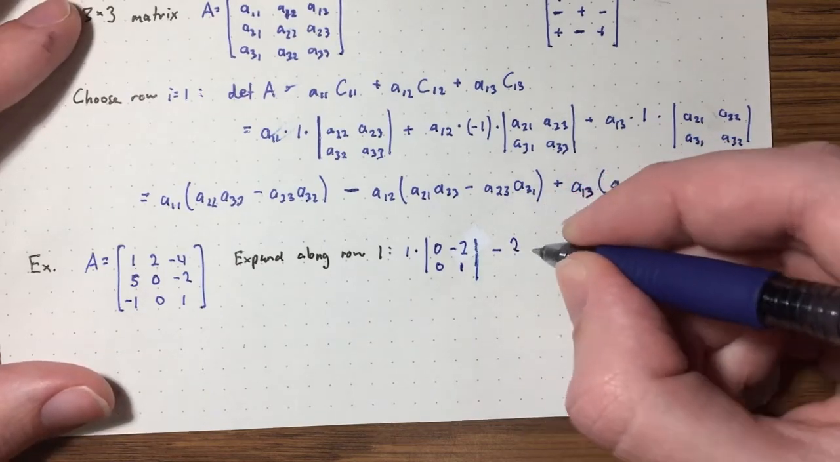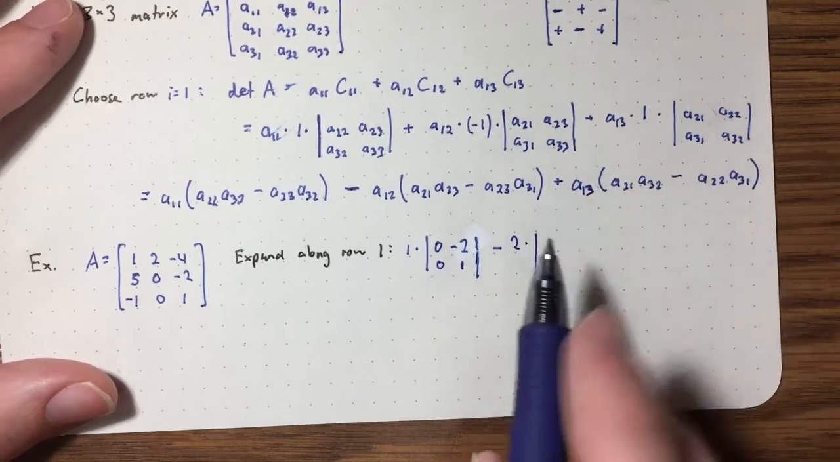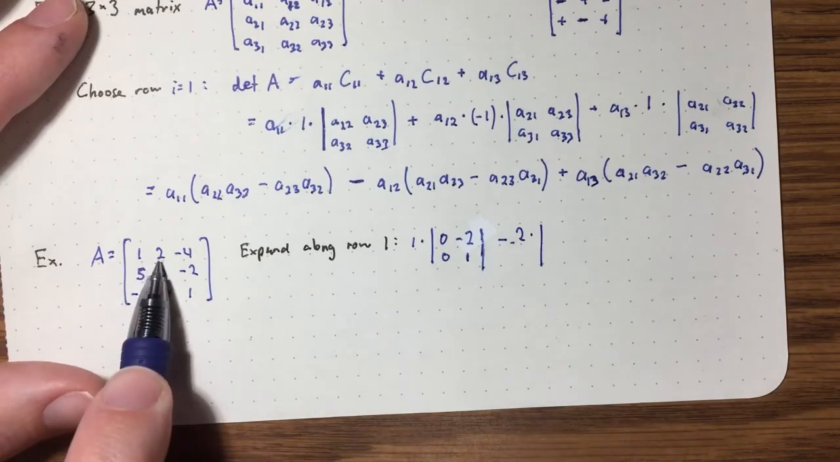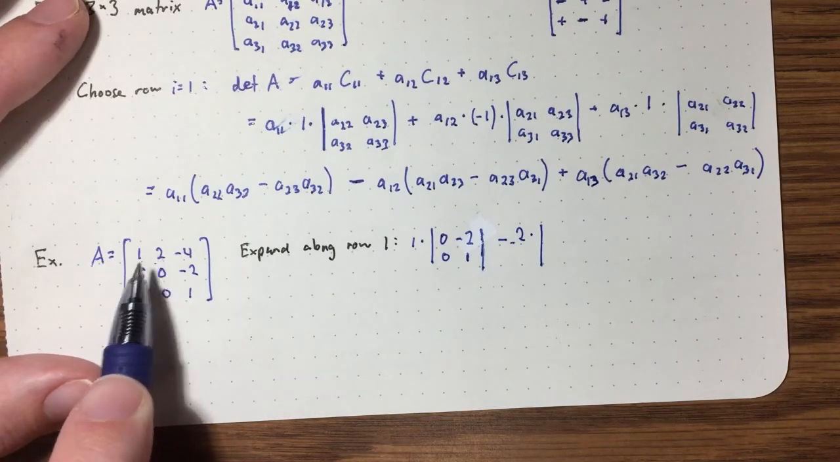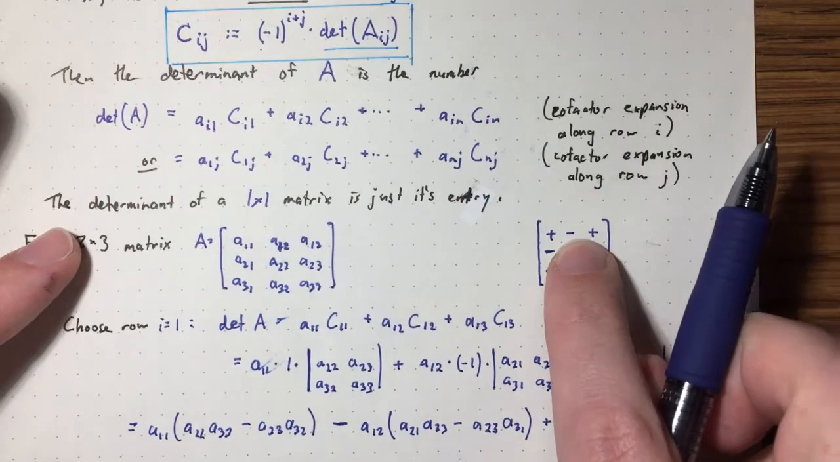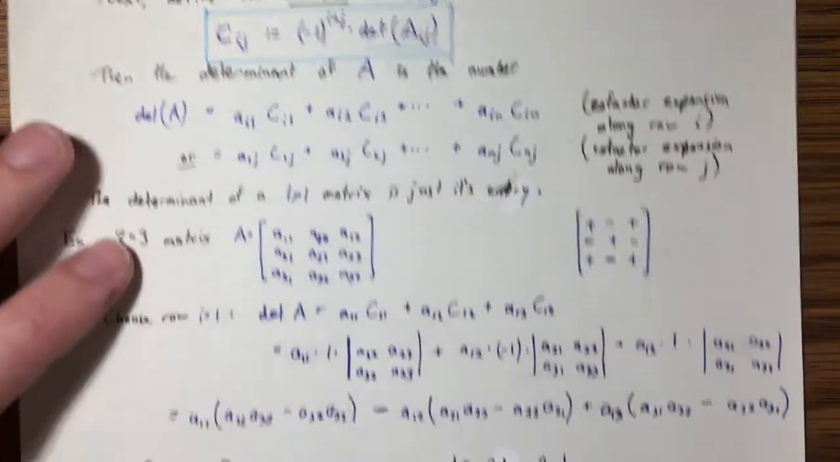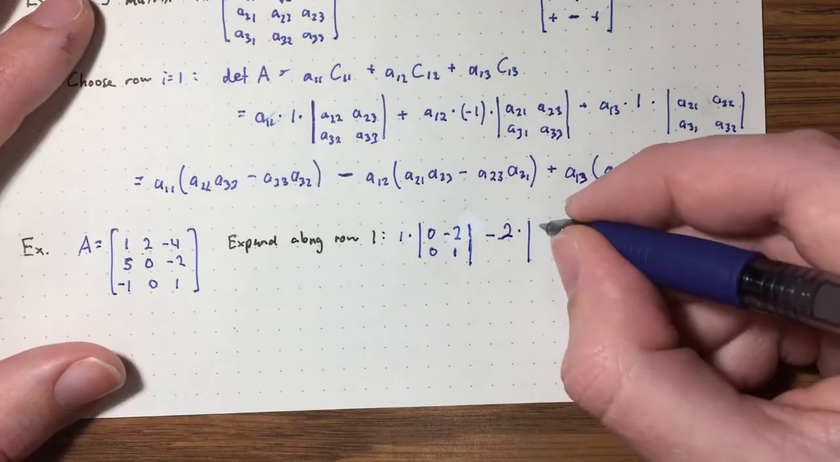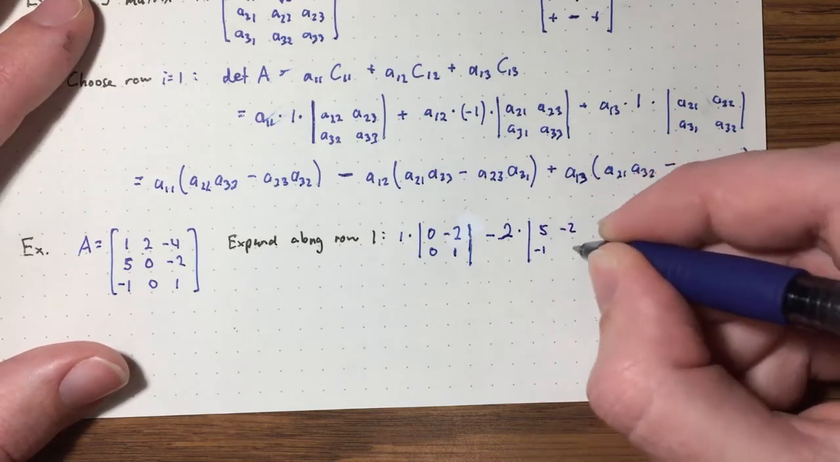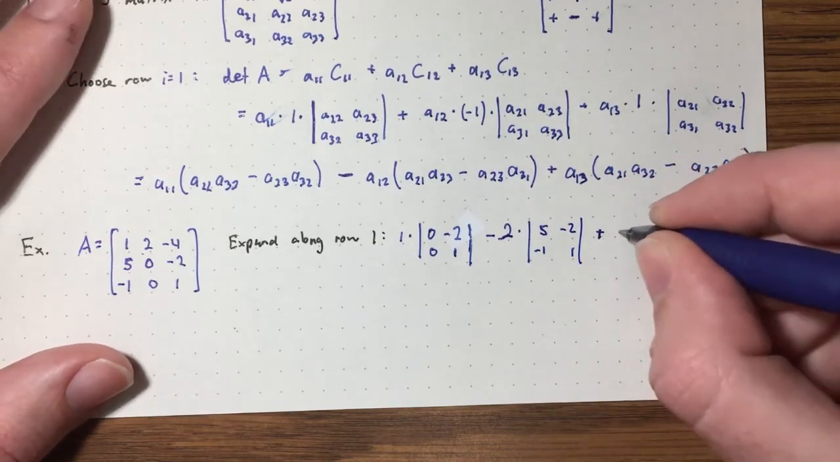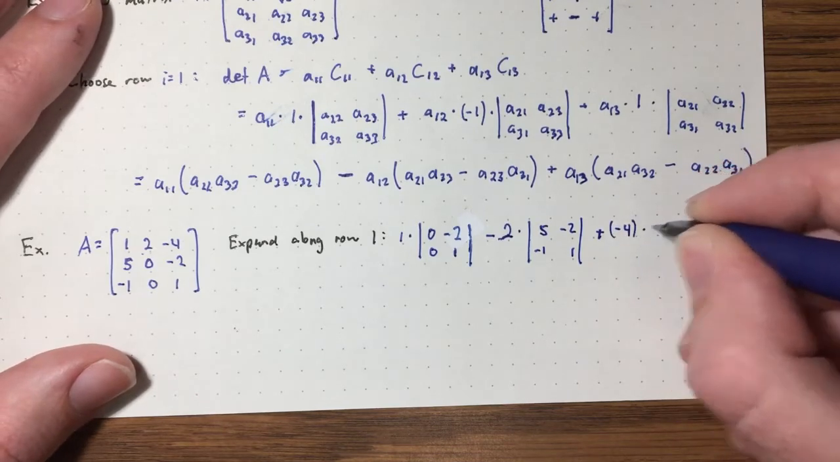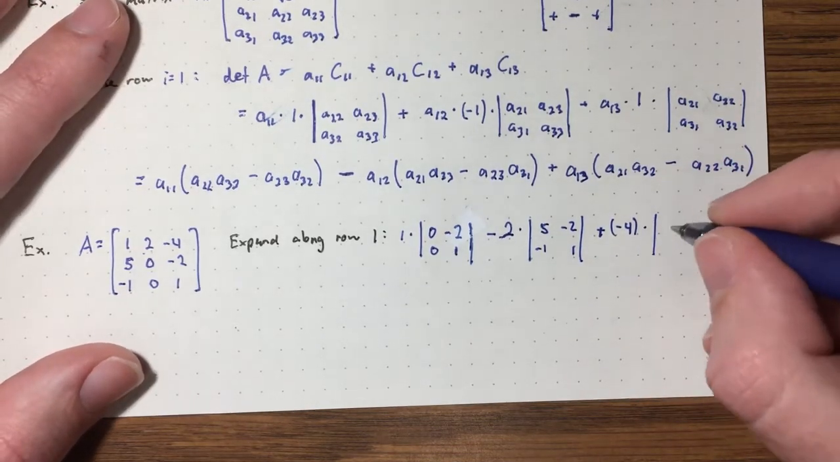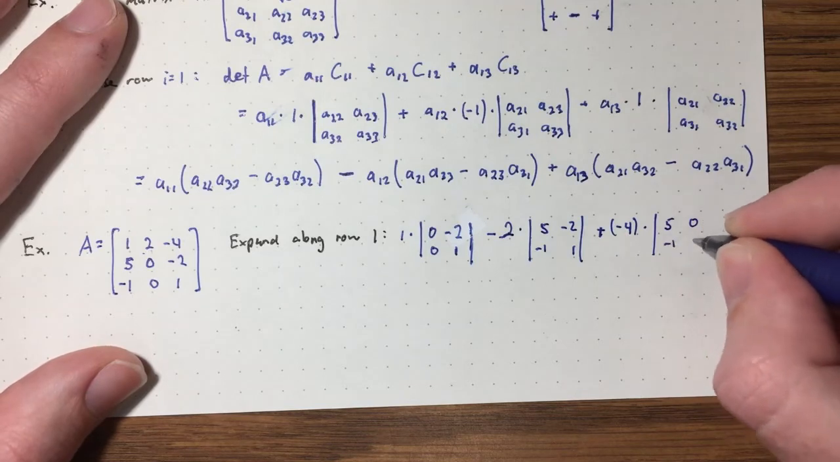Minus 2 times. Why did I put the minus there when it was a plus 2? Because I need that in the cofactor, right? So it's a minus 2 times 5 minus 2 minus 1, 1. And I have a plus negative 4 times 5, 0, minus 1, 0.